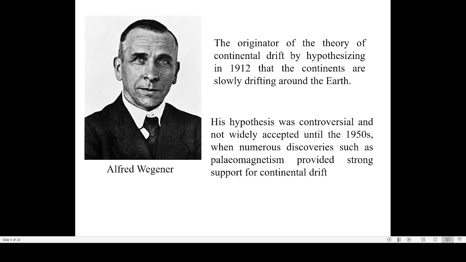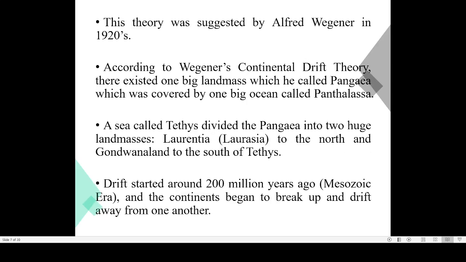Now we have plenty of evidence today. We will see some of that evidence. According to Wegener's continental drift theory, there existed one big land mass which he called Pangaea. That is, around 250 million years ago, all the continents were together. And that single continent was known as Pangaea. Maybe you have studied this in your geography textbook in high school classes.